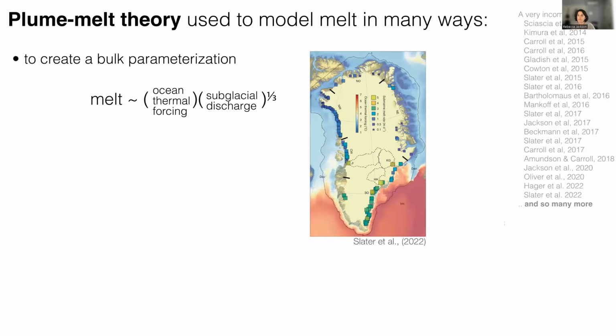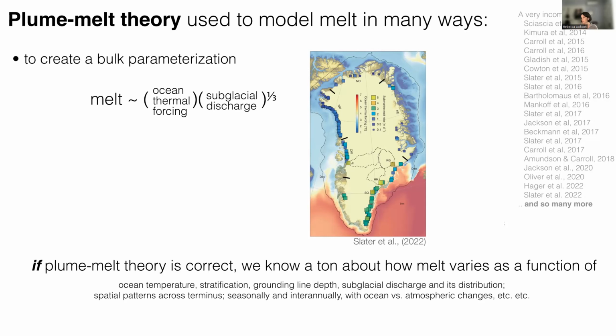And then a fourth way is that this theory is often used to create a bulk parameterization. You can boil this down to some scalings for how the total melt or the maximum melt varies as a function of ocean thermal forcing or subglacial discharge. These coefficients do vary a bit depending on how you do this, but usually it's something like ocean thermal forcing with a linear scaling and subglacial discharge to about the 1/3 power. And this is a nice paper just out by Donald looking at estimating melt with this sort of approach for a whole inventory of glaciers around Greenland.